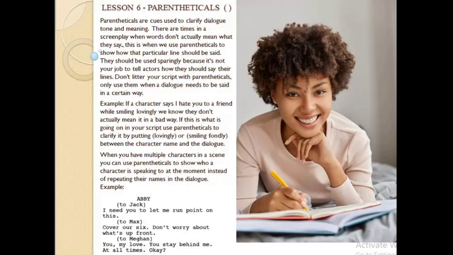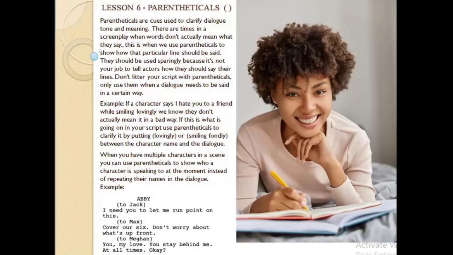Example: if a character says, "I hate you," to a friend while smiling lovingly, we know they don't actually mean it in a bad way. If this is what is going on in your script, use parentheticals to clarify it by putting "lovingly" or "smiling fondly" between the character name and the dialogue.